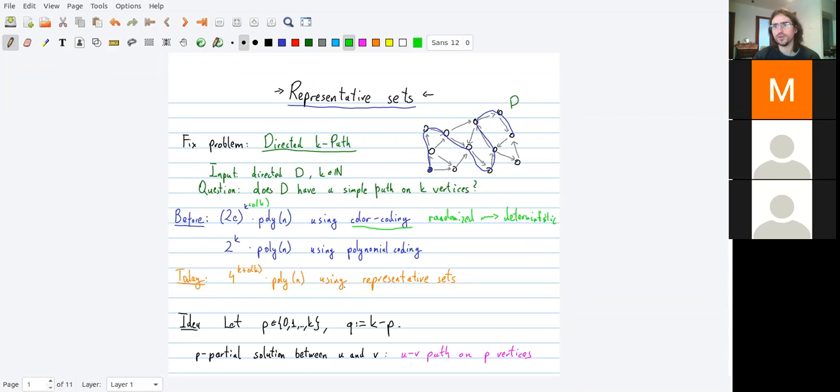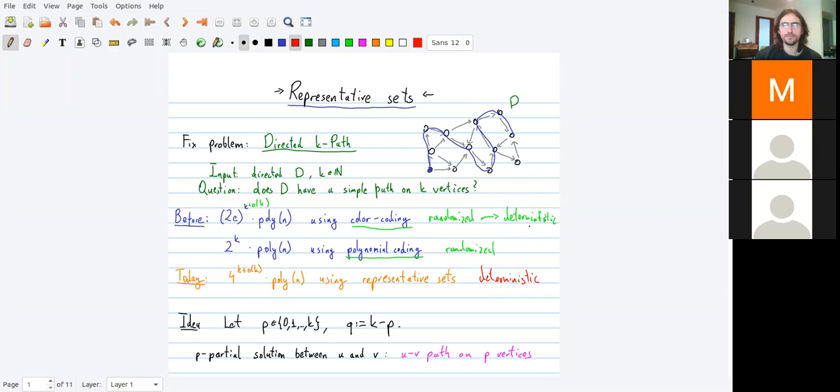Then later on we designed the algebraic technique, encoding problems through polynomials and using polynomial identity testing with the Schwartz-Zippel lemma. Using this technique, we managed to get a 2 power k times polynomial algorithm for directed k-path, and this was inherently randomized. It is currently not known how to derandomize an algorithm using the Schwartz-Zippel lemma. What I will try to tell you about today is an algorithm with running time 4 power k plus small o of k using representative sets. And the point here is that this is actually deterministic.